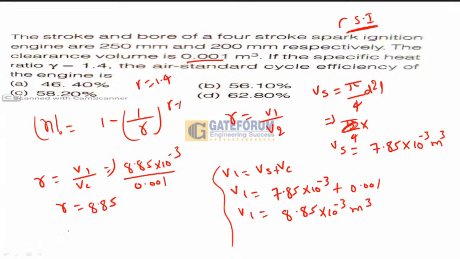Once we get this, you can calculate efficiency: 1 minus 1 upon 8.85 whole power 1.4 minus 1. If you solve, the efficiency will be 58.2%. So 58.20%, and you can say C is the correct answer.